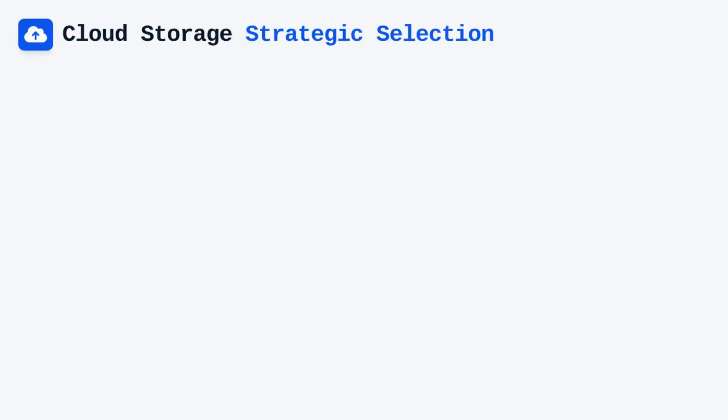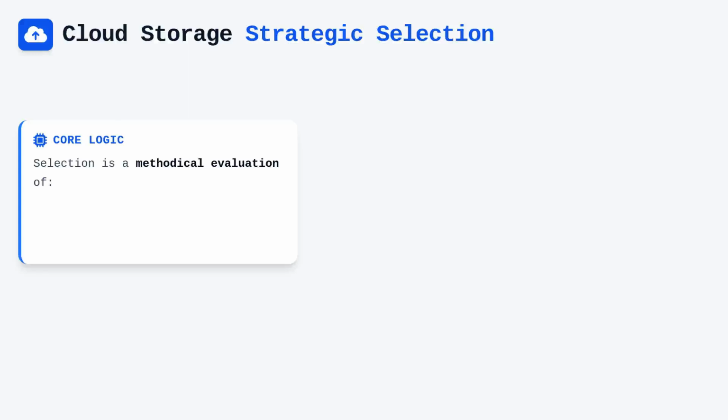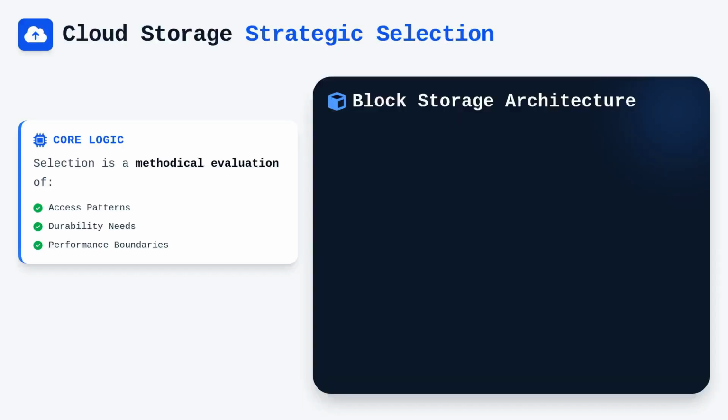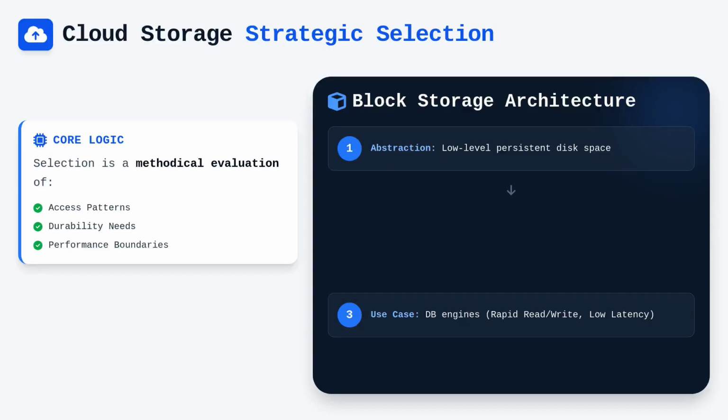In the realm of cloud design, selecting the right storage is not merely a matter of picking a random service, but rather a methodical evaluation of access patterns, durability requirements, and performance boundaries. When we assess block storage, we are effectively talking about providing low-level, high-performance, persistent disk space directly to a compute instance. This is the optimal configuration for database engines that necessitate rapid, read-write intensive operations where latency must remain strictly minimized.